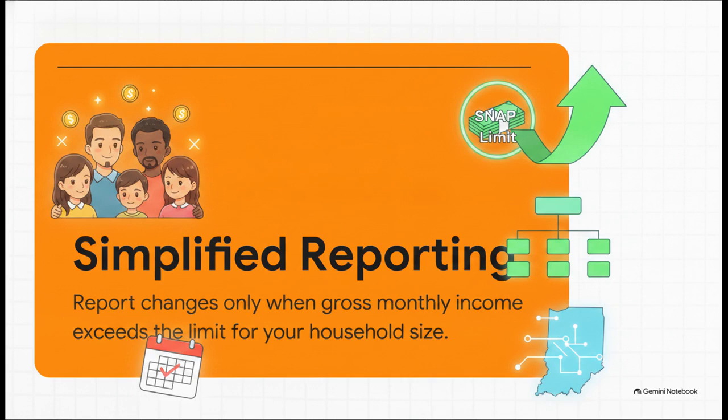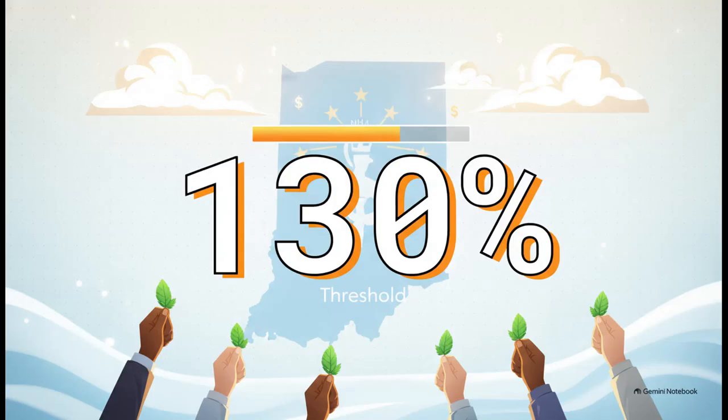You are only required to report changes to the division when your household's total gross monthly income actually exceeds the established gross income limit for your specific family size. So here is the absolute most important number you need to remember, 130%. The gross income threshold in Indiana is generally benchmarked at 130% of the federal poverty level. And just a quick reminder, gross monthly income means the money your household makes before taxes and deductions are taken out. As long as that gross amount stays under 130% of the federal poverty level for your household size, you don't need to report those minor day-to-day fluctuations.